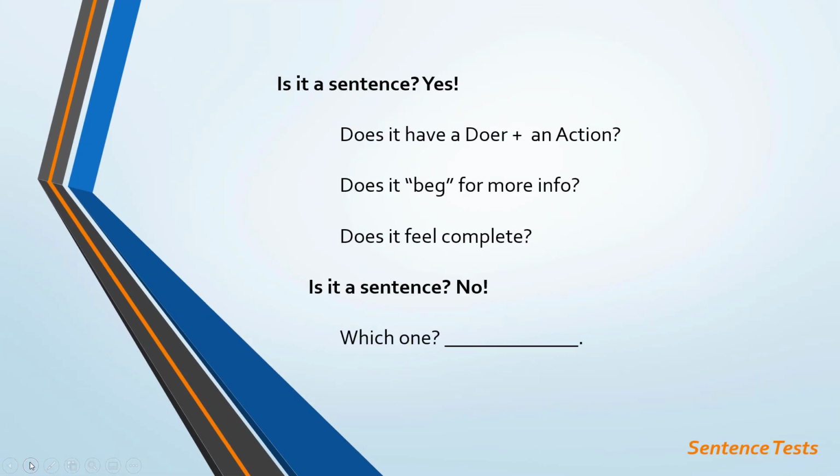If you're not sure if you're looking at a sentence, run through some questions. Is there a doer? Is there an action? When you read the sentence by itself, does it beg for more information? Does it feel complete? Another way to approach it is to read the sentence, which one? And then fill in your sentence. And if your sentence very clearly answers that question, it's probably one of those phrases with an ing verb in it that is trying to look like a sentence, but it isn't really one.